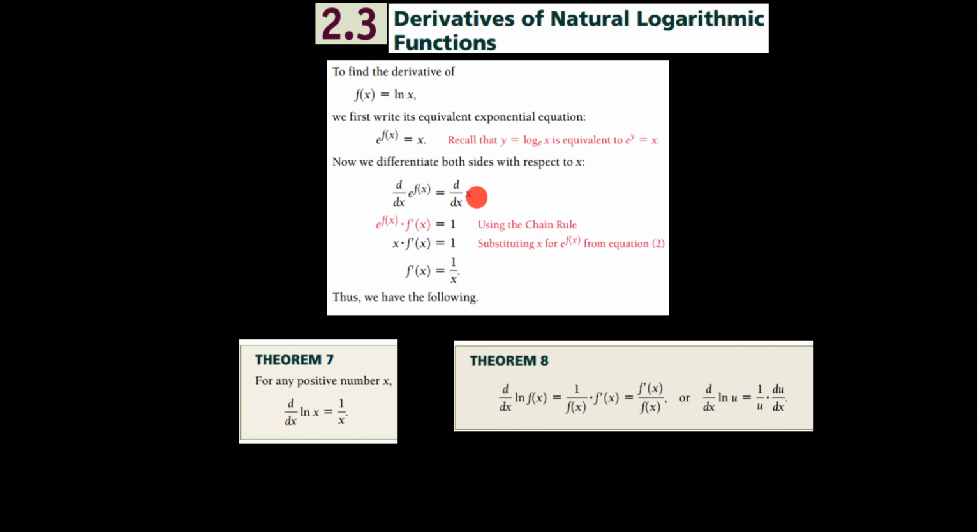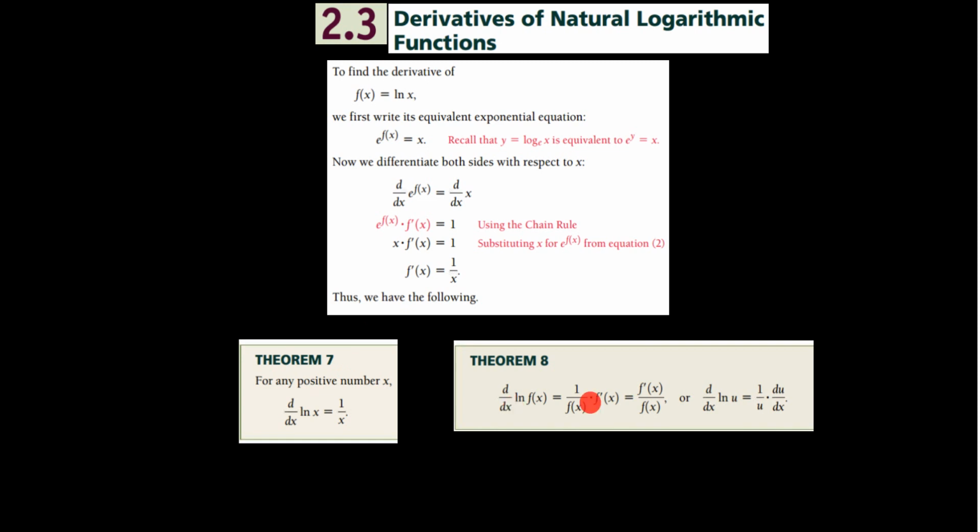And then if you differentiate both sides, we recall from the previous section that the derivative of e to the f of x, or e to the anything, is simply that exponential form times the derivative of what it's being raised to, right? And if you do all that, you end up with 1 over x. This is the derivative of natural log of x, which is 1 over x. And that's what Theorem 7 is stating.